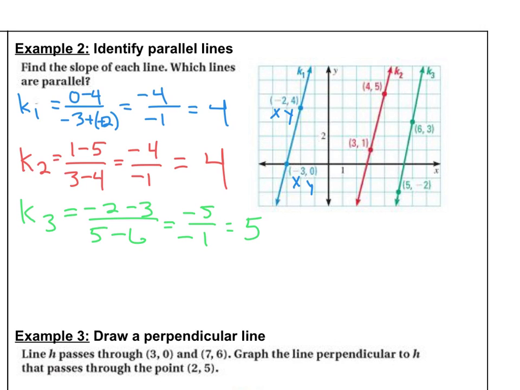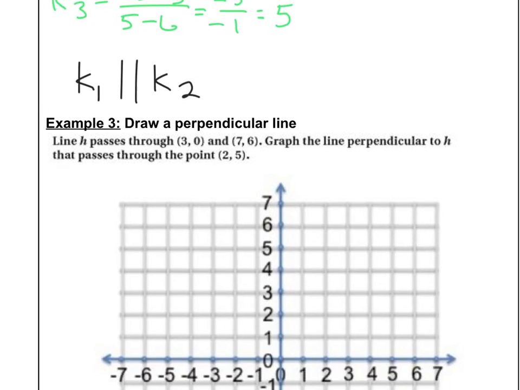So again, in order to be parallel, we have to have equal slopes. So obviously, if we look at this, we see that the slope of K1 and K2 are equal. Therefore, we can make a statement saying that K1 is parallel to K2. Any questions on that? Again, just some simple algebra.